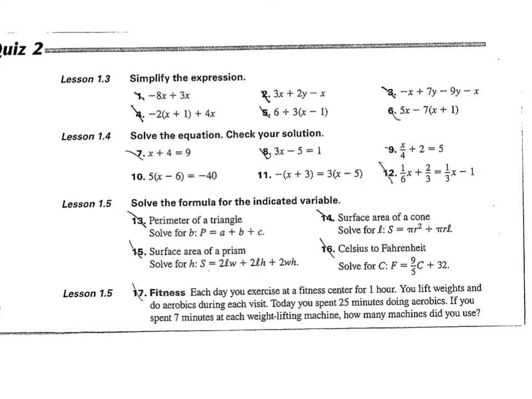In this first part, really very simple. We're going to simplify the expression. Make sure you combine like terms, okay? And make sure you pay attention to the signs. So this would be like a -8 plus 3. All right, and those are both like terms.